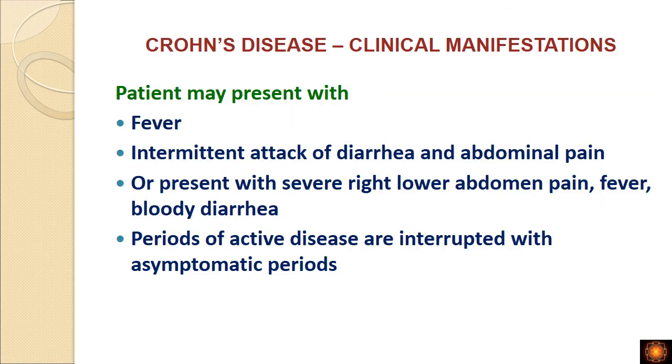Now how the patient will present: the patient will have fever and abdominal pain along with diarrhea, intermittent attacks of diarrhea. And that abdominal pain will usually be right lower abdominal pain with the fever. The patient will present with periods of active disease, then for some period he will be asymptomatic, then again he has periods of active disease. So periodically he'll have attacks of diarrhea and abdominal pain.